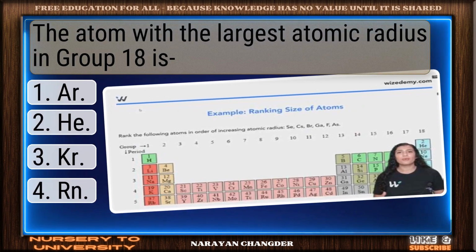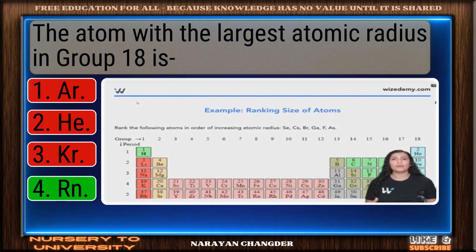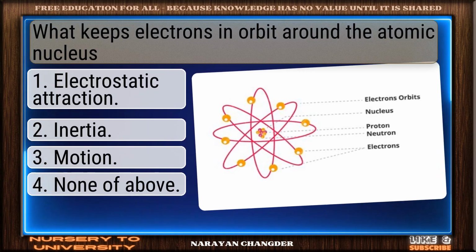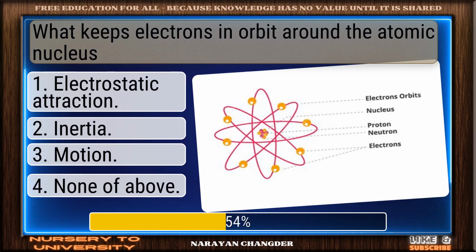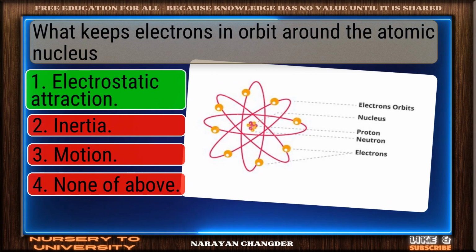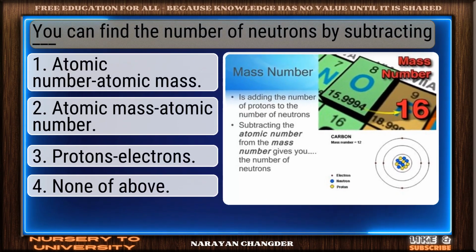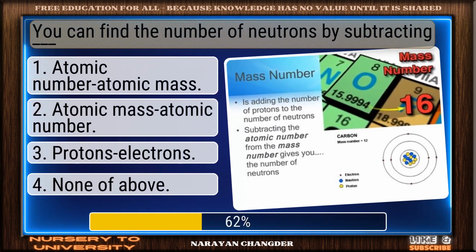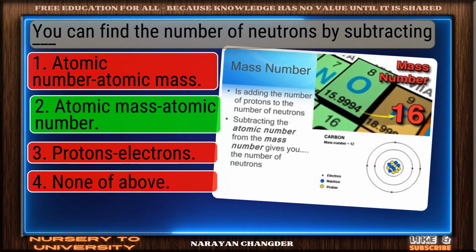The atom with the largest atomic radius in group 18 is. Well picked. Rn is the correct answer. What keeps electrons in orbit around the atomic nucleus? Excellent choice. Electrostatic attraction is the right answer. You can find the number of neutrons by subtracting dash. On track. Atomic mass minus atomic number is the correct answer.